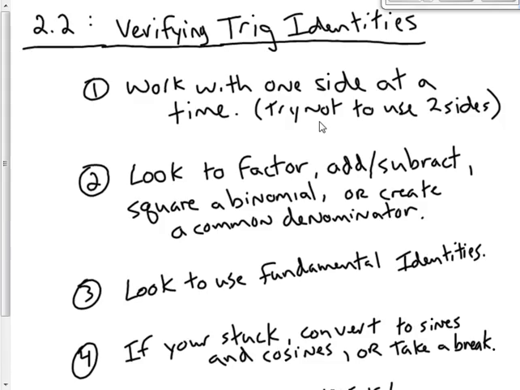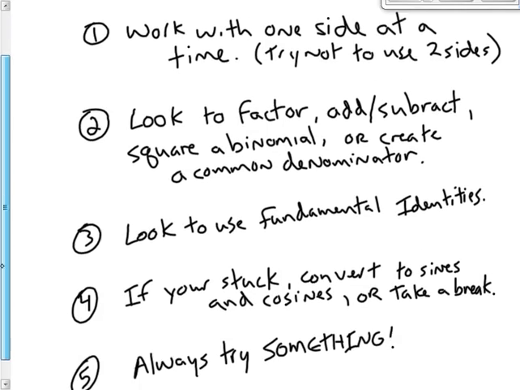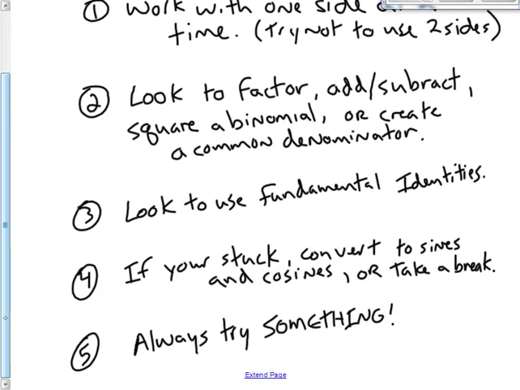Same thing with secants and tangents, and the same thing with cosecants and cotangents. Those things in the Pythagorean identities match up with each other, so try to look for that. And then number 4, if you're stuck, try to convert it to sines and cosines. That is ultimately the first way that we looked at in the last section.